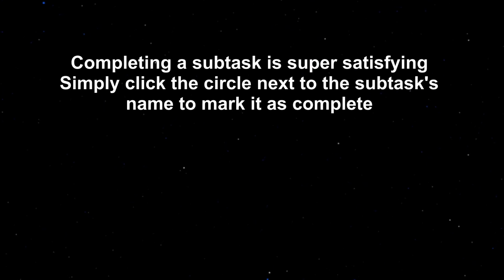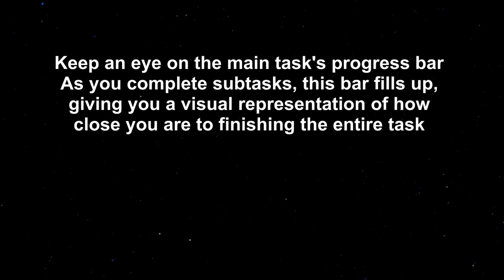Completing a subtask is super satisfying. Simply click the circle next to the subtask's name to mark it as complete. Keep an eye on the main task's progress bar as you complete subtasks. This bar fills up, giving you a visual representation of how close you are to finishing the entire task.